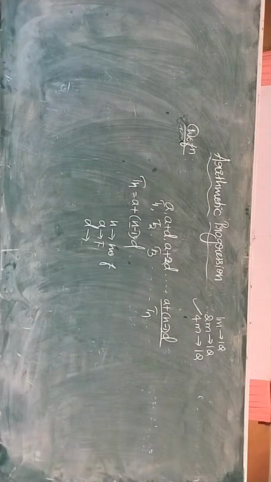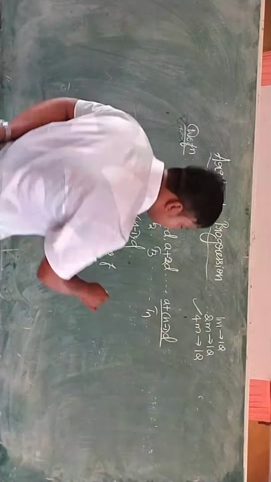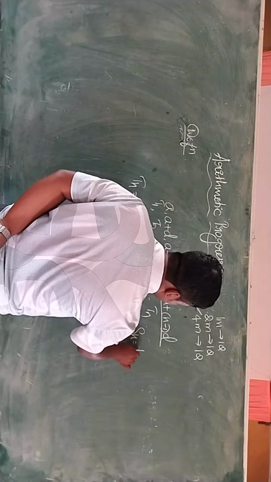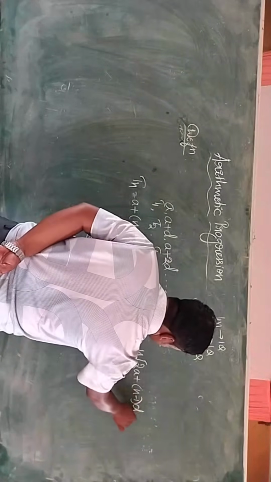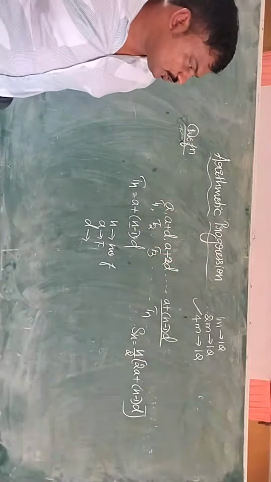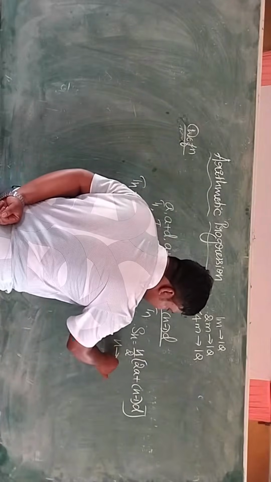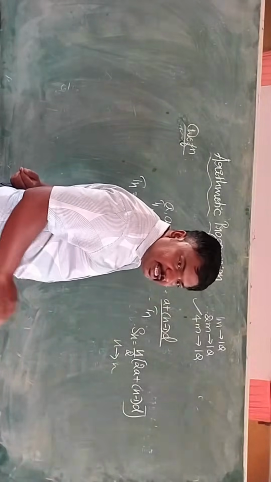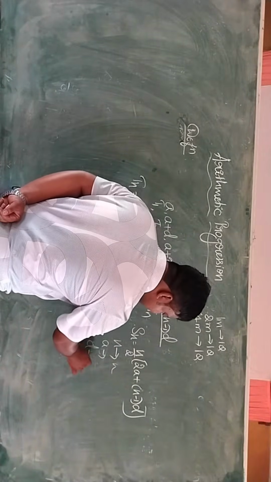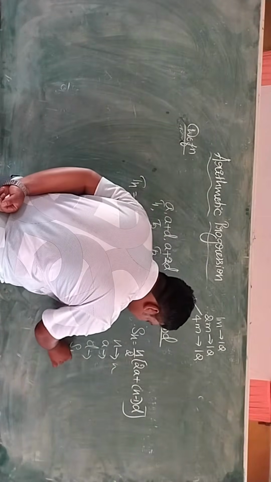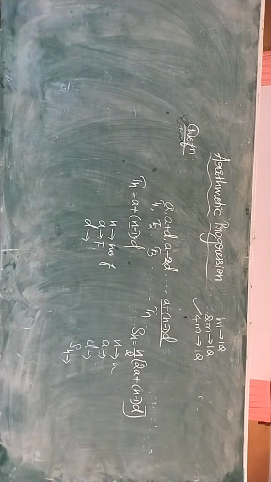After this, sum of n terms of an AP, and the formula is Sn is equal to n upon 2 into 2a plus n minus 1 into D. Here again n represents the number of terms in an AP, A represents first term, D represents common difference, and Sn is the sum of n terms of an AP.